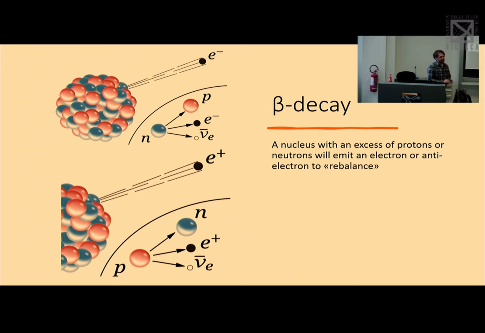Now, nuclear medicine works with radiation emitted from radioactive sources. Radioactive sources generally are isotopes, which means atoms with an imbalance in the number of neutrons and protons. When there is an imbalance, if an atom has too many neutrons, it emits an electron. If it has too many protons, it emits an anti-electron, which is antimatter.